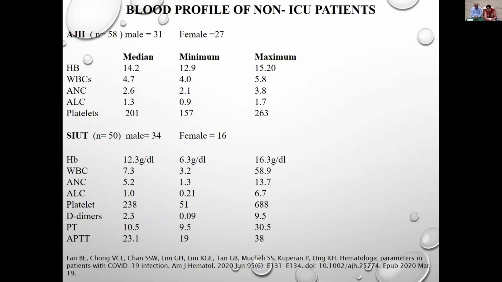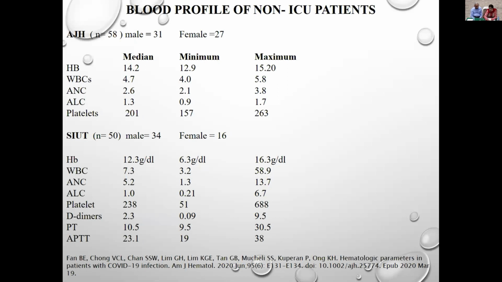Their WBC count was 4.7, whereas our patients had a median WBC of 7.3. When we look at ANC, their ANC was 2.9, lower than ours. Our patients had a median ANC of 5.2. And when we see the absolute lymphocyte count, their median absolute lymphocyte count was 1.3. Our absolute lymphocyte count was 1.0. The platelets were more or less the same, more than 200,000.